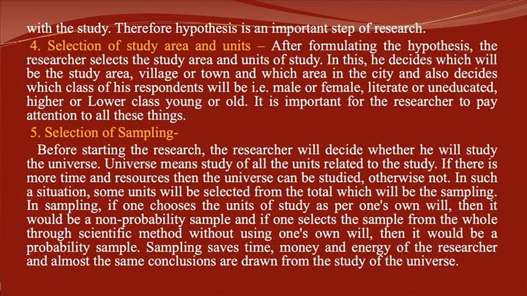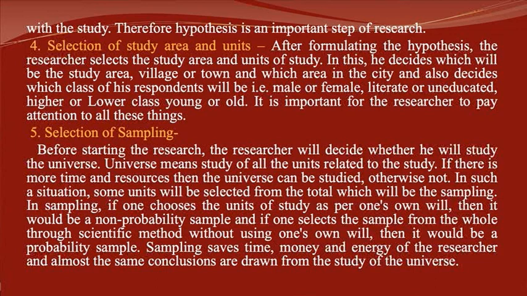After formulation of hypothesis, the fourth step is selection of study area and units, where we want to study, where we want to conduct our research. This is known as the study area. After formulating the hypothesis, the researcher selects the study area and unit of study. In this, he decides which will be the study area, that may be rural area or urban area, town or city. And if we select a rural area or city, who are the respondents, who are the units?